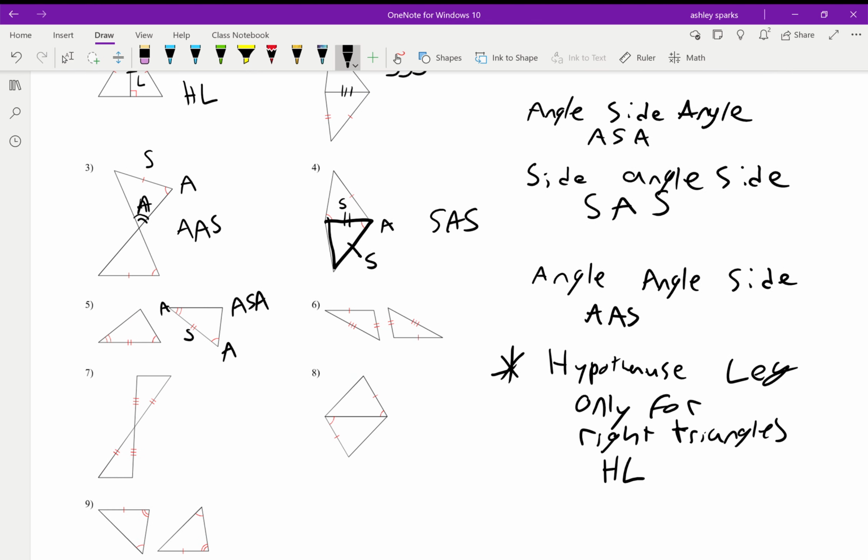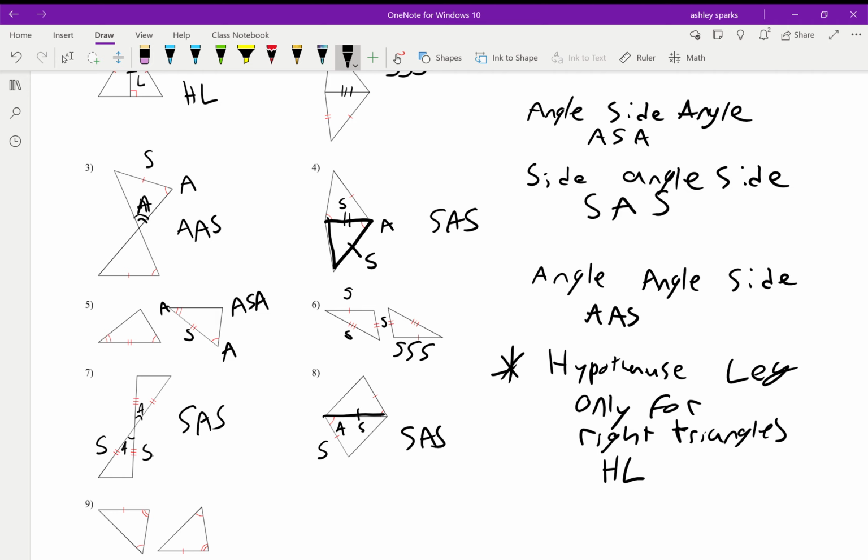Just to do a couple more with you, if I look at 6 here, I have a side marked, and another side marked. So that is SSS. These two triangles are congruent. If I look at 7, I have a side marked. Anytime you have vertical angles, you can mark them. So that's an angle and a side. So I have side, angle, side here. Here I have a side, an angle, and then they share a side. So I have side, angle, side.